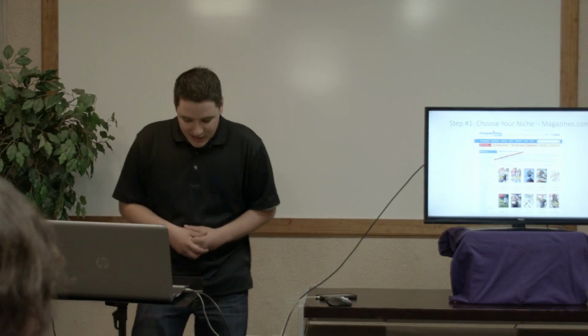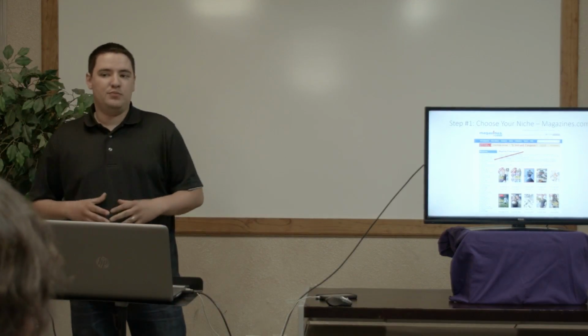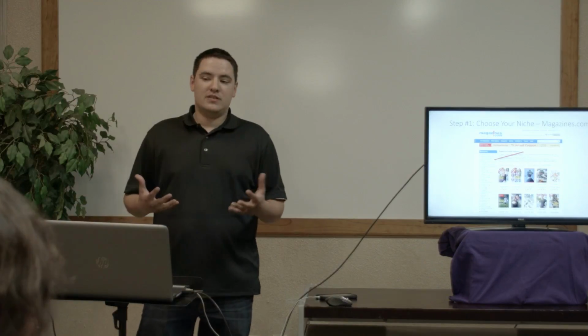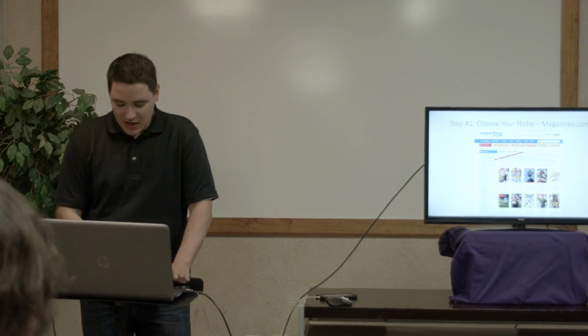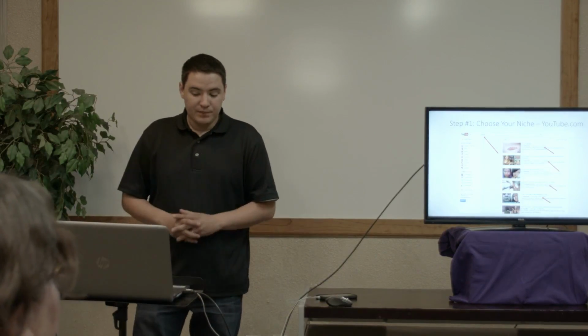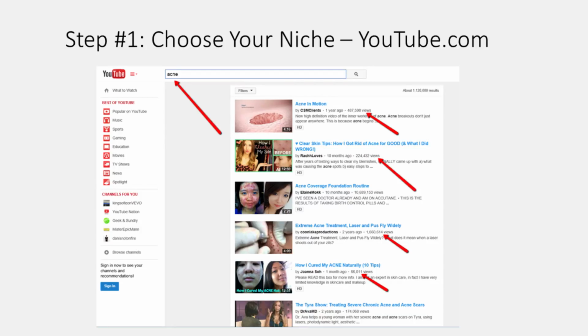There's DIY magazines for those kinds of things. There's beauty magazines. It's a niche market if it's in there. So magazines.com is another great way to verify a niche. ClickBank.com, or YouTube.com, as we've already covered, is another great way.